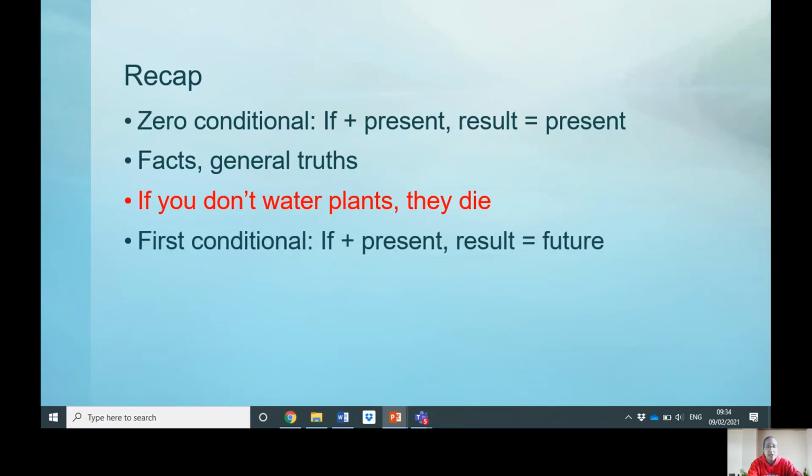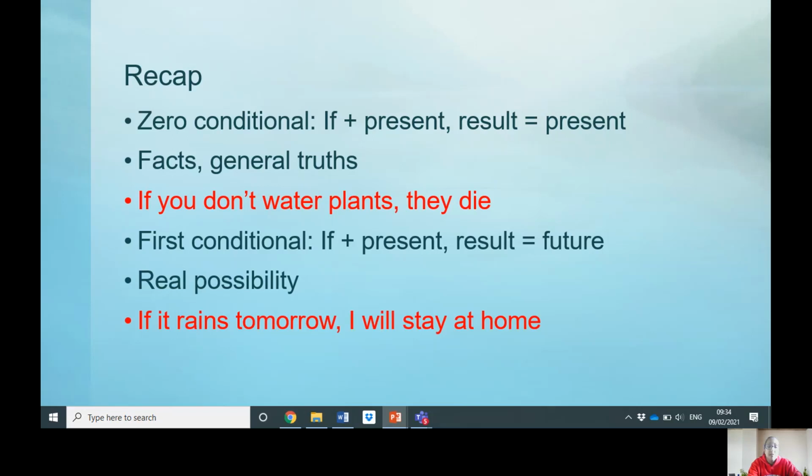The first conditional is also formed with if and the present tense, but this time the result is in the future. We use this for real possibilities in the near future. For example, if it rains tomorrow, I will stay at home.